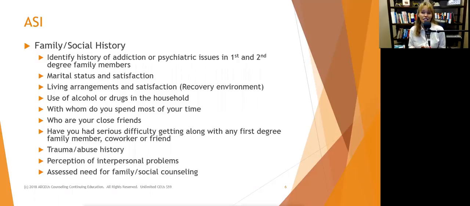Trauma and abuse history. In the assessment, and y'all probably know this, the same thing is true with the ASI. We don't go into a deep dive on this. We just want to know if there's an abuse history and maybe the general idea if they were raped or molested or something, but we don't want to go into a deep dive because it's not a psychologically safe place right now.